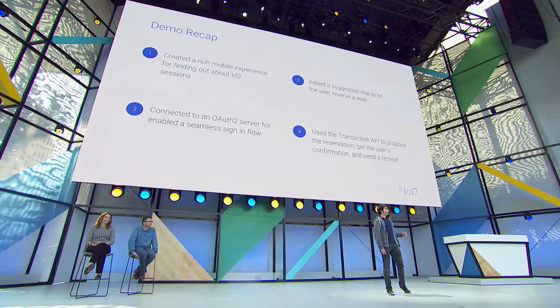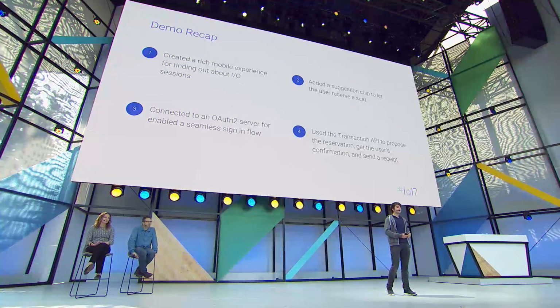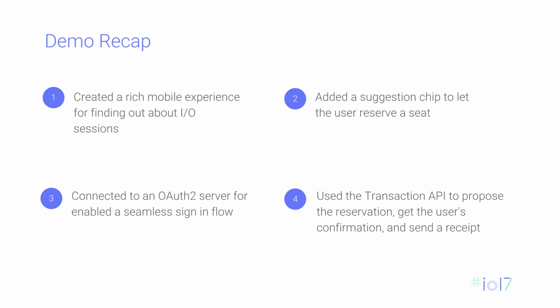It's pretty awesome stuff. So let me jump back in for just a quick recap on what we did. So we created a rich mobile experience for finding out about I/O sessions. We added a suggestion chip to let the user reserve a seat. And we connected an OAuth 2 server to enable a seamless sign-in flow. And finally, we used the Transactions API to propose the reservation and get the user's acceptance and send a receipt. And we did this again in like 10 minutes. So I believe that all of you could go right now and build apps yourselves that do the same exact thing. And I'm so excited to see what you do. So with that, I'm going to hand it over to Vera.